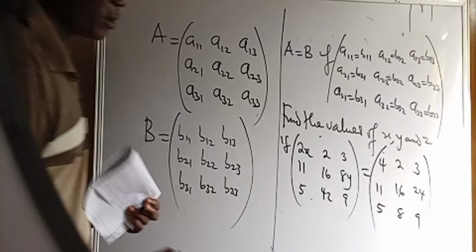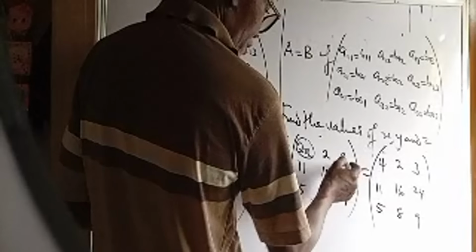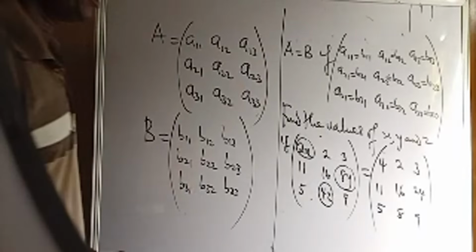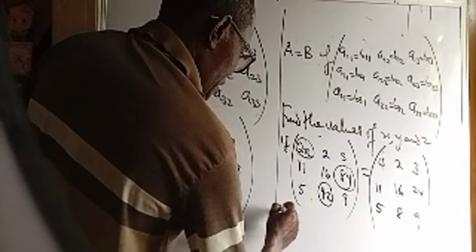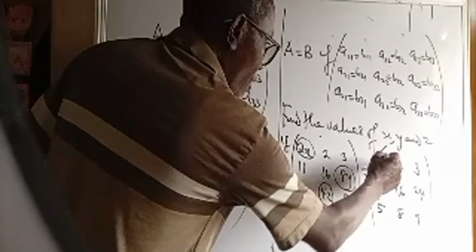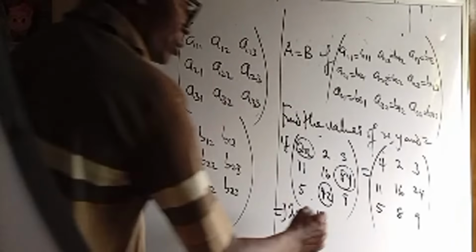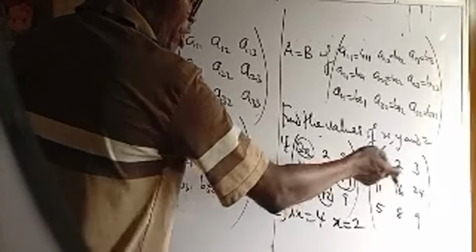First of all, what are we asked to find? We are asked to find these. Let's check whether the others are the same: 2, 2, 3, 3, 11, 11, 16, 16, 5, 5, 9, 9. That means this matrix must be equal to this matrix. Which implies 2x is equal to 4, because 4 is what we have in this position. So dividing both sides by 2, x will be 2. So simple.